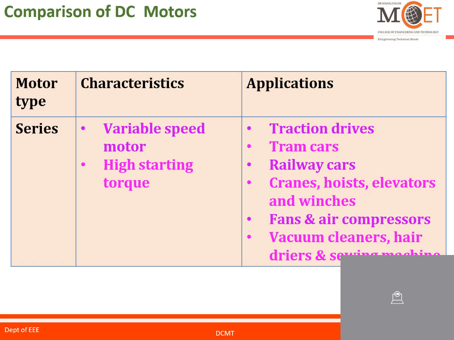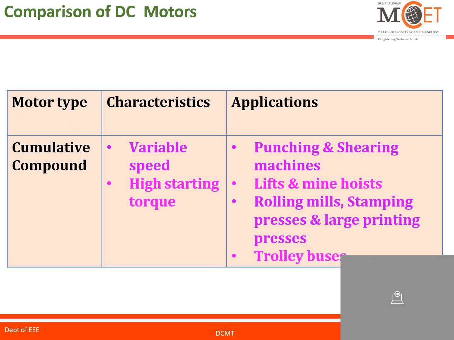Then the DC series motor is a variable speed motor which can have high starting torque. That's why we can prefer it for traction applications, railway cars and cranes, even air compressors, everything. So this is the application of the DC series motor. Then the cumulative compound motor is the combination of two features, shunt and series. So it is a variable speed motor and can have high starting torque. We can prefer this motor for lifts and hoists, rolling mills and trolleys.